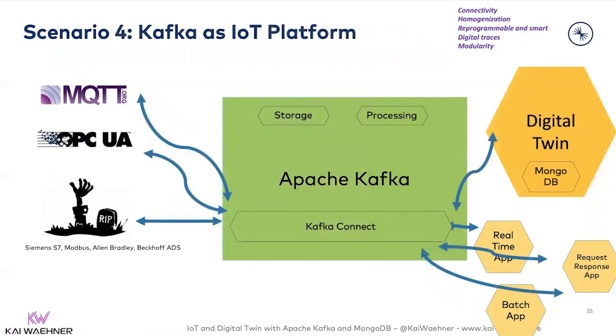And then in some other use cases, we actually even see an architecture where you don't even use an IoT platform. This is an example where we directly connect to technologies like MQTT or OPC-UA, or even directly to PLCs like Siemens S7 or Modbus or anything like that, with a Kafka connector, and then process data directly in Kafka. And of course, also ingest it into something like a digital twin technology.